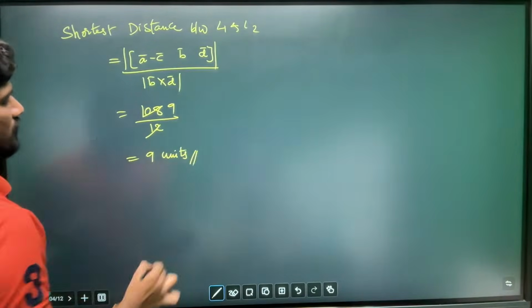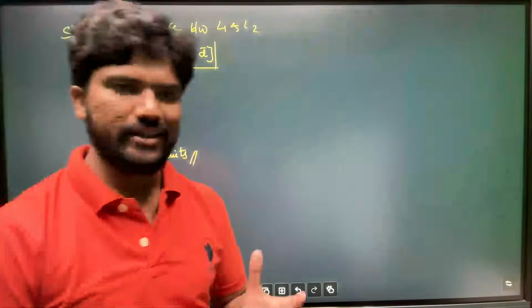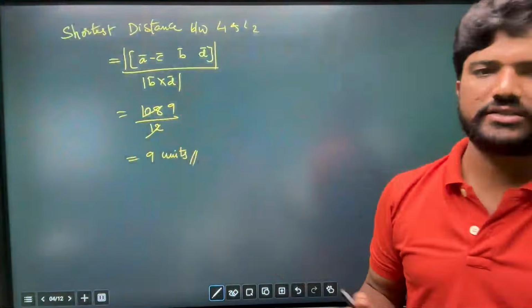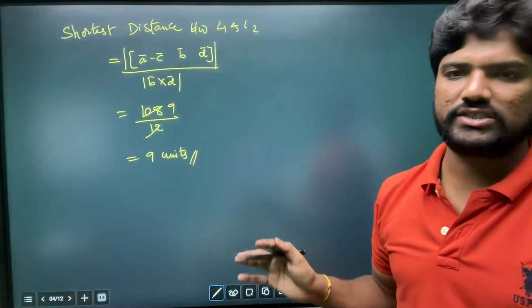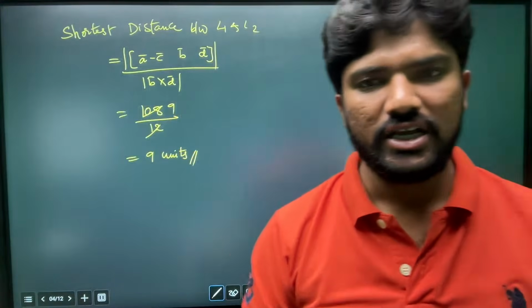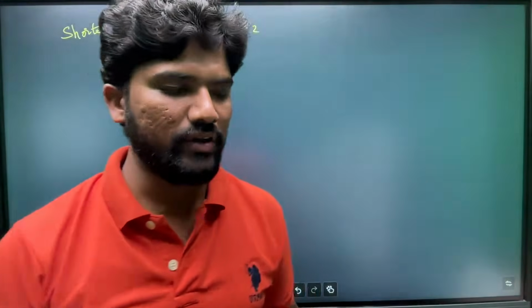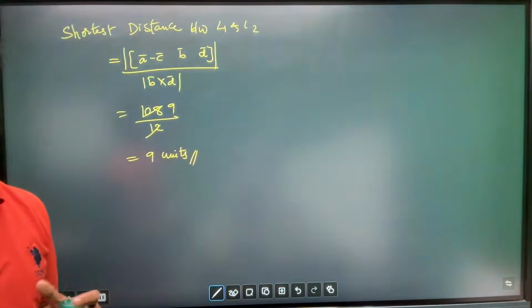Okay, please don't forget to maintain the units. That is either centimeters or meters or kilometers. So write units. So this is the shortest distance. In this format you have to find the shortest distance. Clear everyone? Once, please type yes sir.